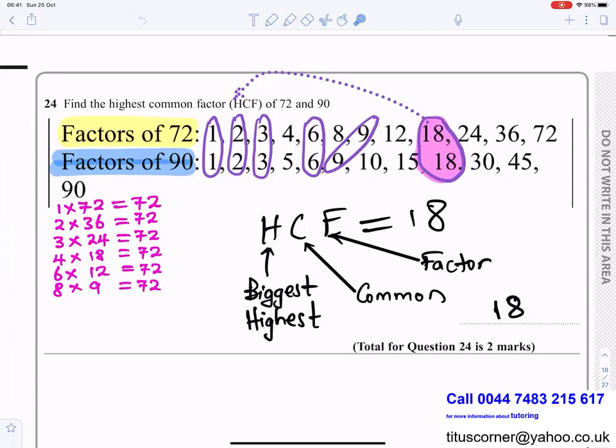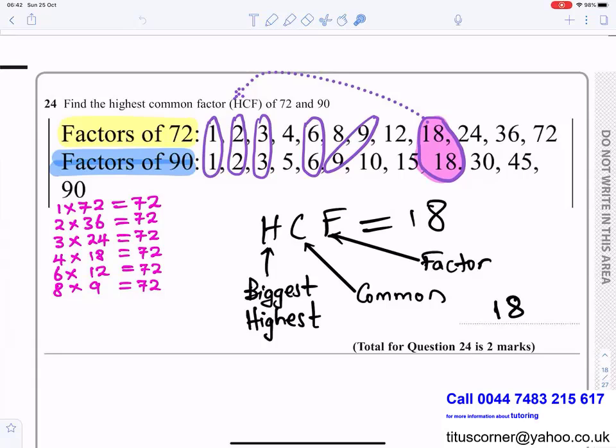So the highest also means the biggest, highest common factor. Sometimes Americans call it the greatest common factor. So 18 is the biggest number. There's another method of doing it. You can use a factor tree.